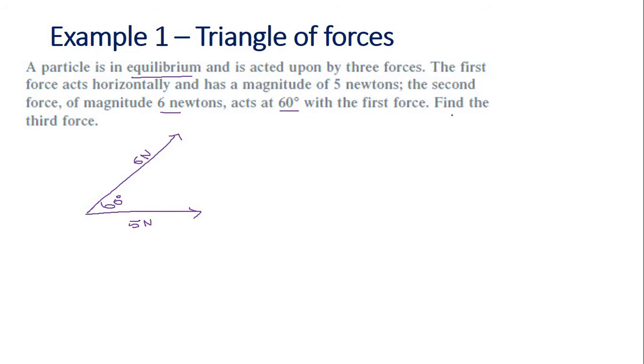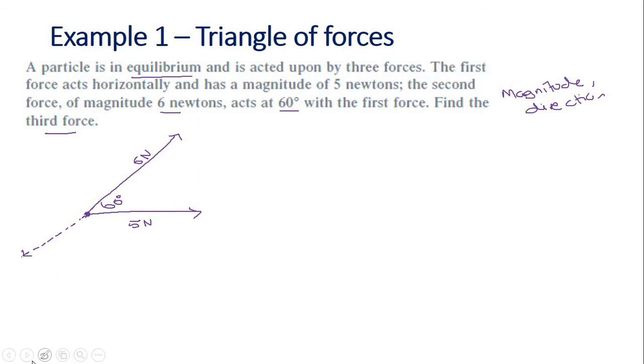When it asks us to find it, that means we need to refer to the magnitude of the force, so the strength of it, and also the direction. Just from looking at this, hopefully it makes sense that if we want this object not to be moving, the third force is going to have to be coming down this direction somewhere. It's the only way this is going to happen.